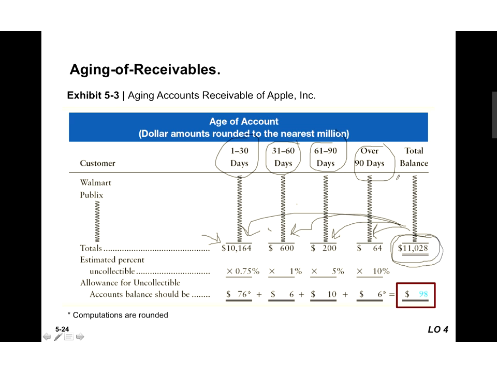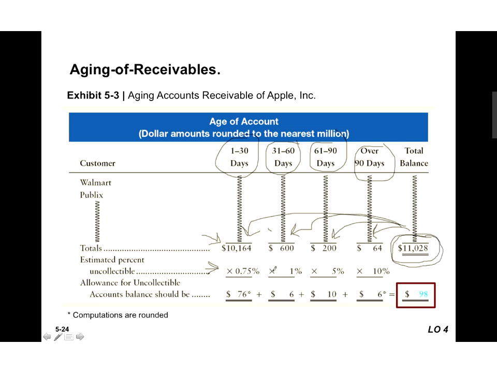Then they use a percent uncollectible. So they say, okay, we have this percentage uncollectible. We say of a typical invoice that's just 1 to 30 days past its invoice date, it's not even overdue at this point, our own history shows 0.75% goes bad. So they use that factor there.